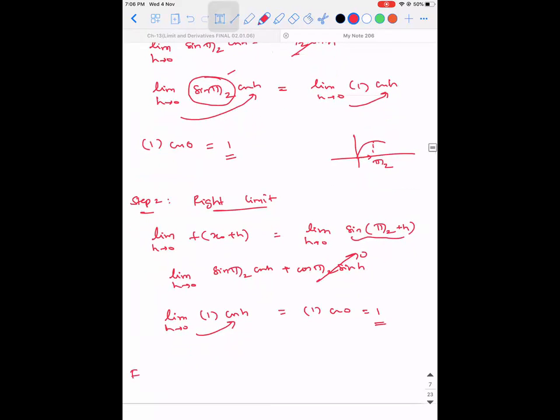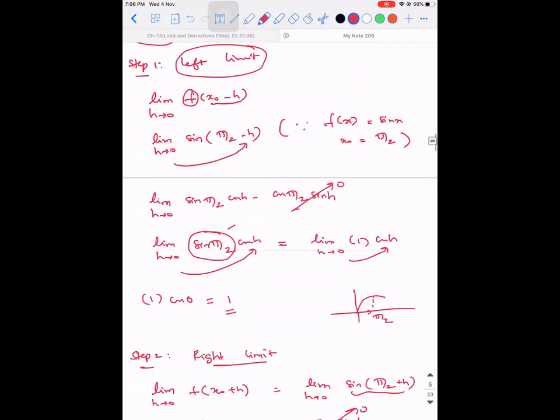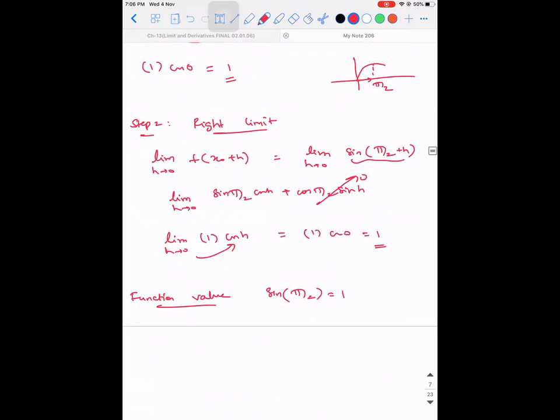So what is the function value? Third step is function value. So function value means, what did I say? Sine of pi by 2, this is also 1. So what are you able to understand from this case? Mathematically, left limit is equal to right limit is equal to function value. So for this graph, the limit exists at x is equal to pi by 2.